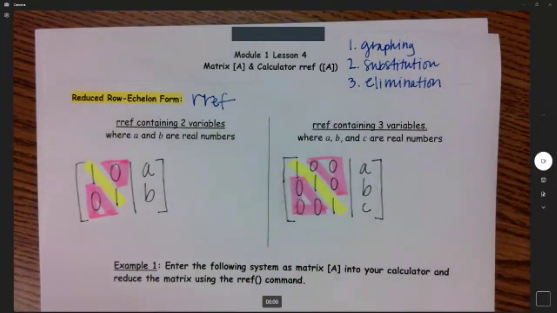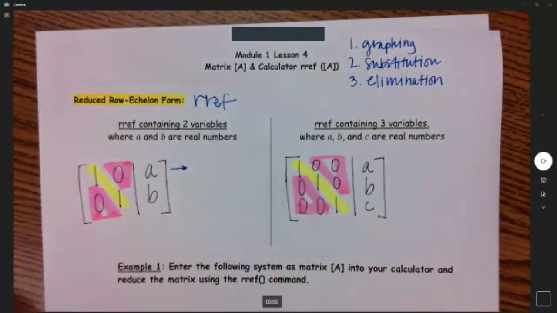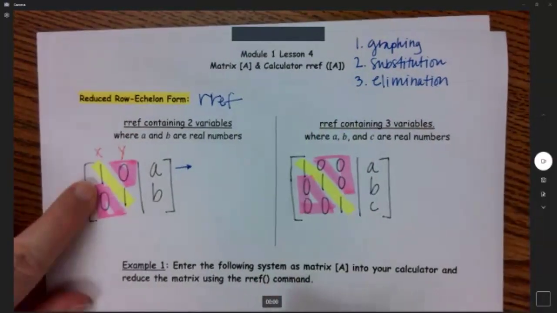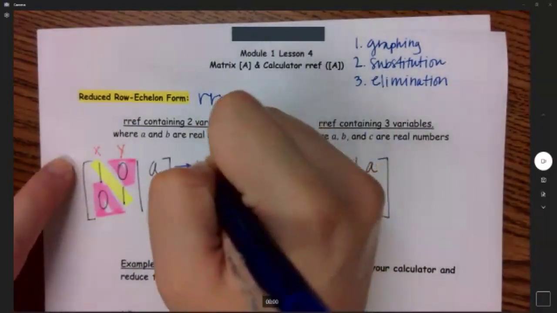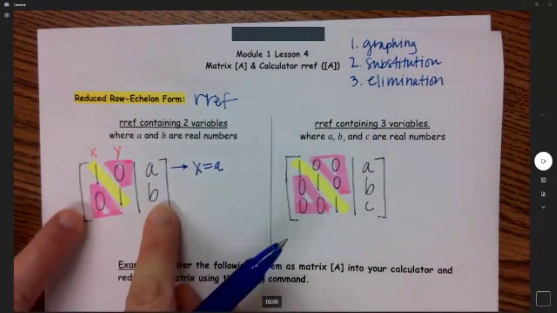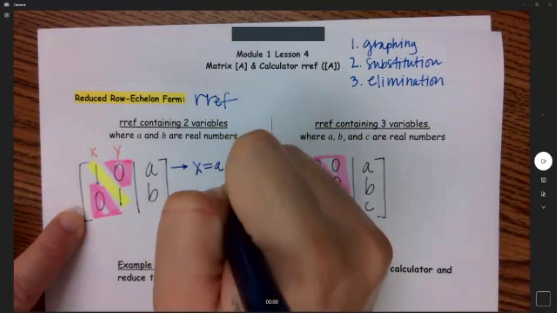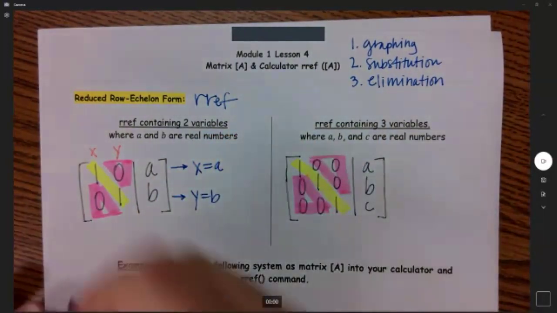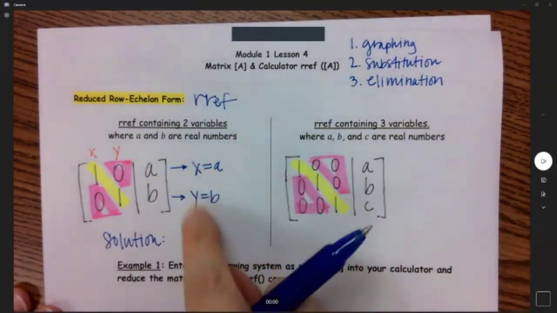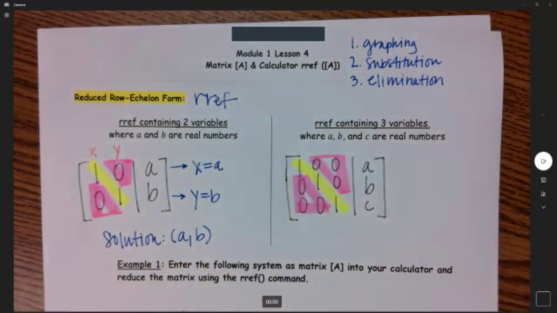This is nice because this tells me my solution. This first equation here reads, if this is my x and y column, I have one x but no y's, so x equals a. The second equation here tells me no x's but one y, or just y equals b. So now I have my solution. If my solution is in the form of x comma y, then my solution is the ordered pair a comma b.